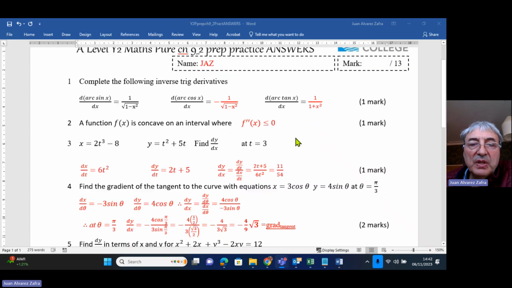Question 2. A function is concave if the second derivative is negative or has a maximum of 0. So you can think of the curve being curved concave like this, and so the gradient is decreasing, and so the second derivative is negative. Similarly, it would be convex if the curve was like this, and the second derivative was greater than 0 or possibly equal to 0.